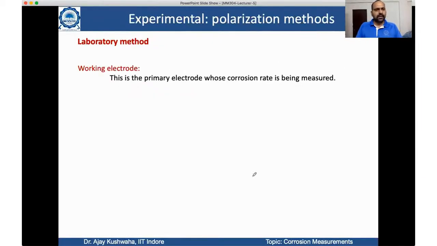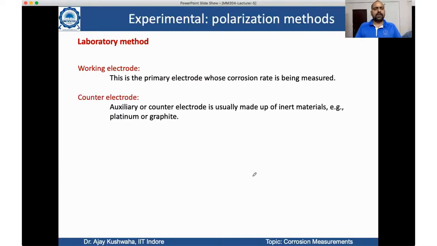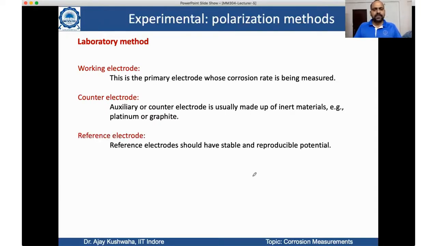So in the laboratory, as I told, we have the working electrode, which is primarily the electrode whose corrosion rate is being measured. The counter electrode or auxiliary electrode is an inert electrode material, generally made of graphite or platinum. The reference electrode has a reproducible potential, and with reference to this electrode we measure the potential of the counter as well as the potential of the working electrode.